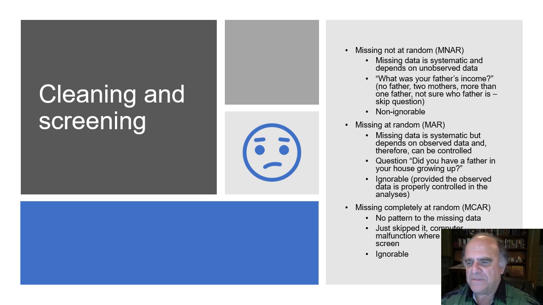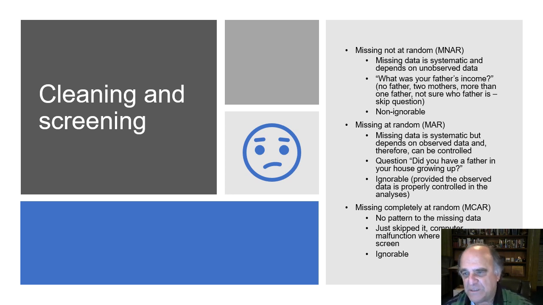But providing the observed data is properly controlled for in the analyses, it's more ignorable than the data that's considered missing not at random. And why that's called missing at random, since it's still systematic, I don't know. Those are the titles that the article gave to these different kinds of missing data.